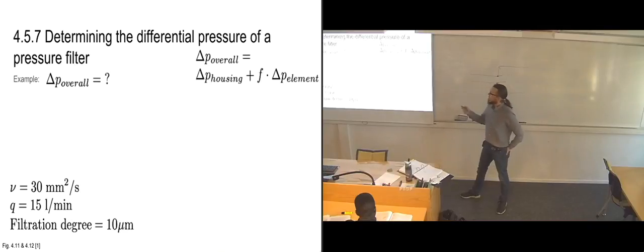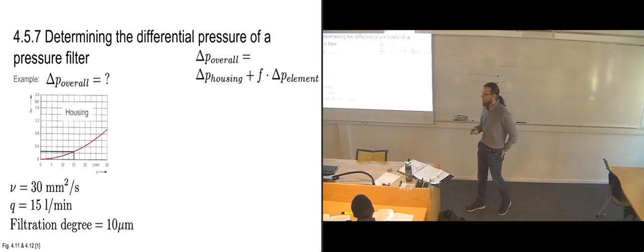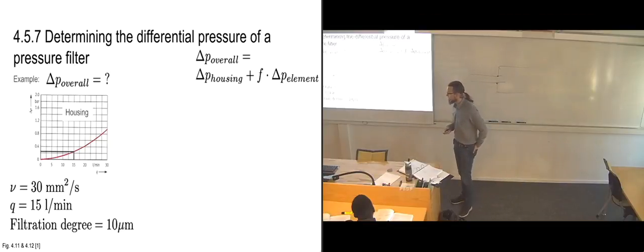And we need to use this formula where we get the overall pressure difference by getting the pressure difference of the housing plus the pressure difference of the element multiplied with the viscosity factor. So first we need to figure out the pressure difference on the housing. So then we have this graph we can look at.